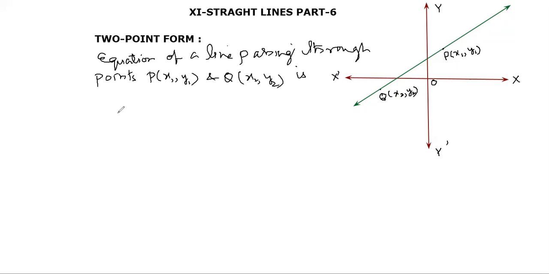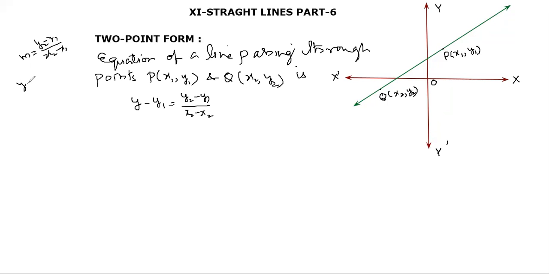So in this case, the equation of a line, you can remember directly: y minus y1, then because the gradient formula is y2 minus y1 divided by x2 minus x1. This is the formula for gradient. M, what was M? M was tan theta, and also in 2-point form it is y2 minus y1 upon x2 minus x1.